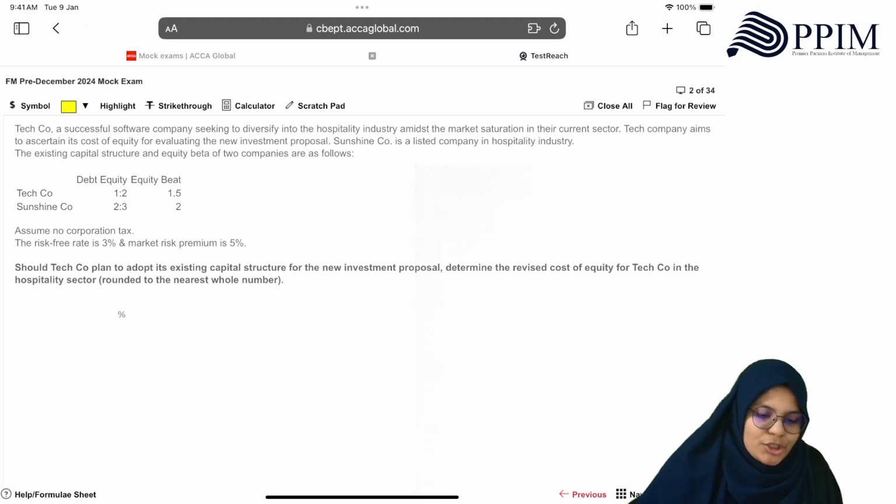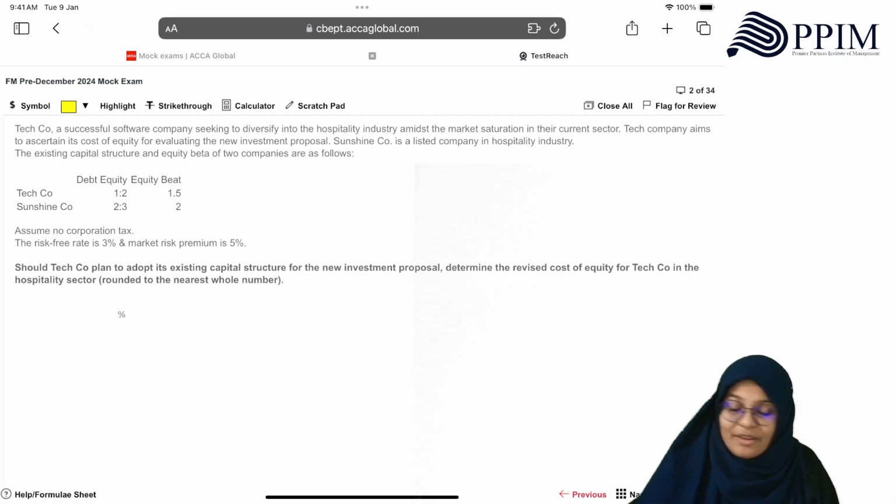It says, should tech company plan to adapt its existing capital structure for the new investment proposal? Determine the revised cost of equity for tech company in the hospitality sector. So they're saying if tech company plans to adapt their current capital structure, what will be the new cost of equity? So it's a risk adjusted cost of equity calculation.